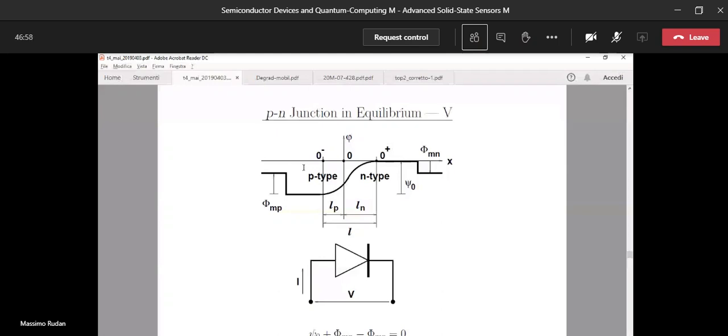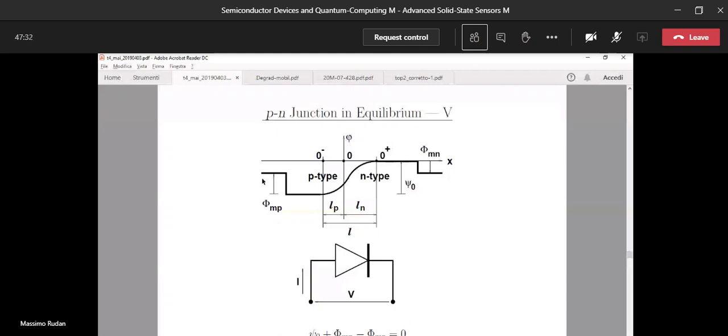in the direct bias. Conversely, for V negative, this line will go down, okay? So we still keep the zero of the electric potential in the bulk of the n-zone, so far away from the junction, okay, here. And this is always possible because we can always fix the zero of the electric potential where we like, okay? So we keep the zero here.